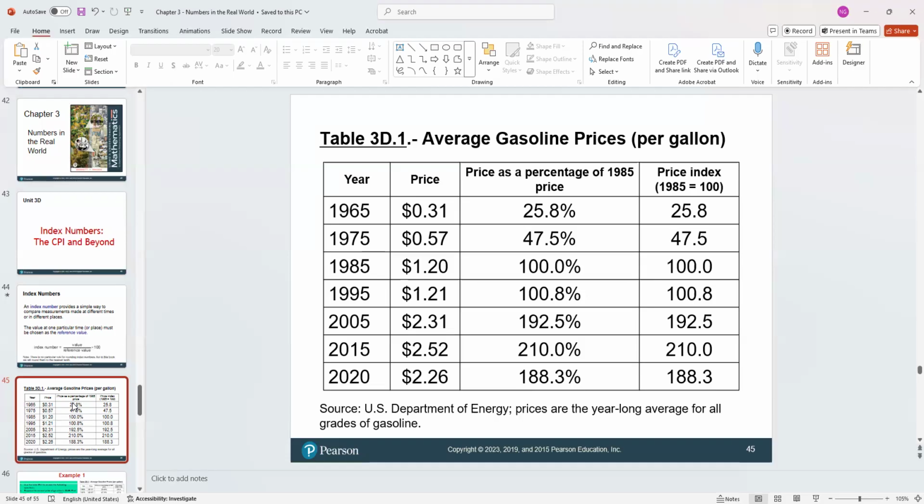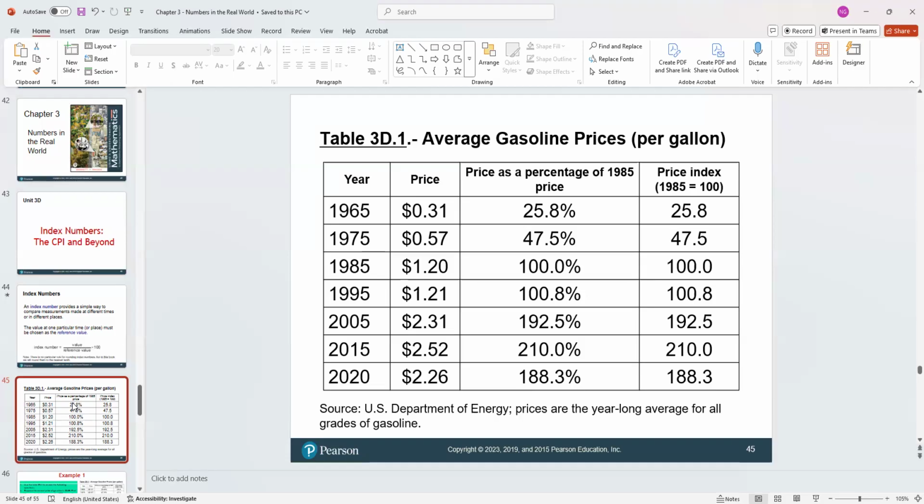You see, gas price was only $1.20 in 1985. So one way to do this is to express each year's price as a percentage of the 1985 price. You just take the price of the year you're interested in, and you divide it by the price of 1985.